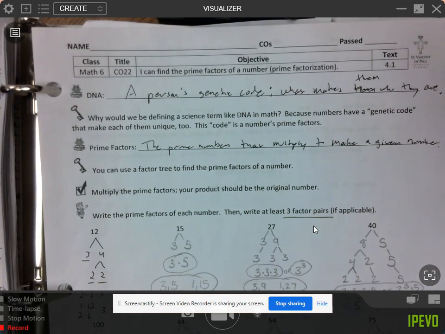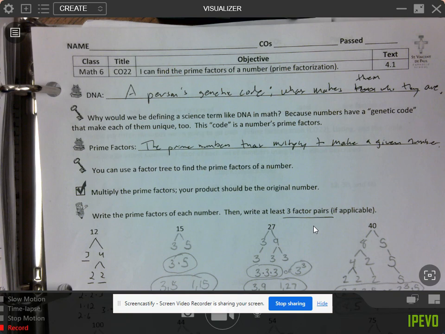Good morning. Today we are correcting CO22, finding prime factors of a number. So breaking it down to all the primes.